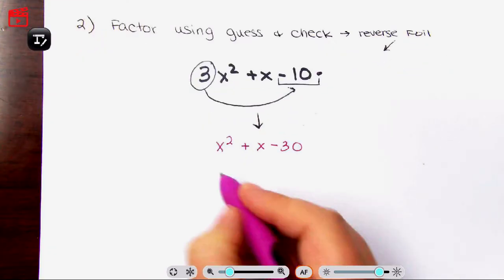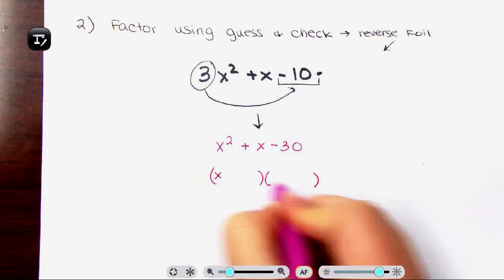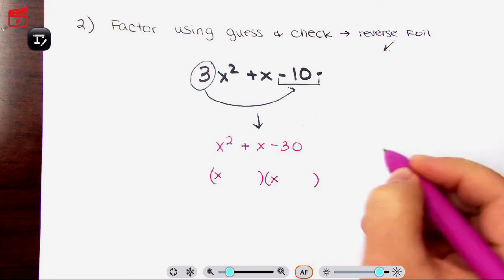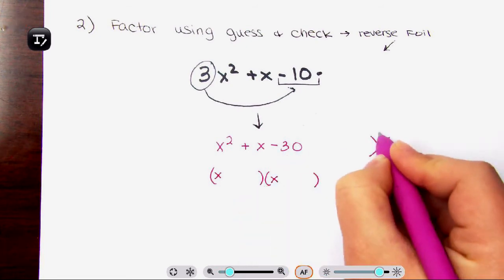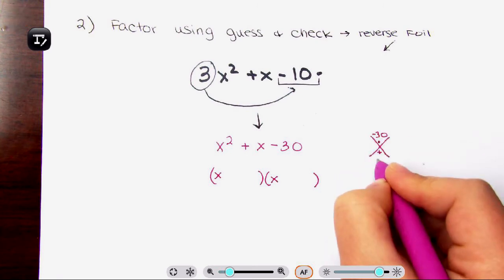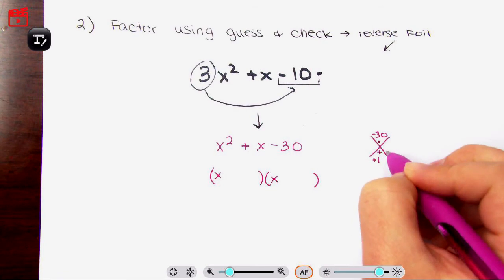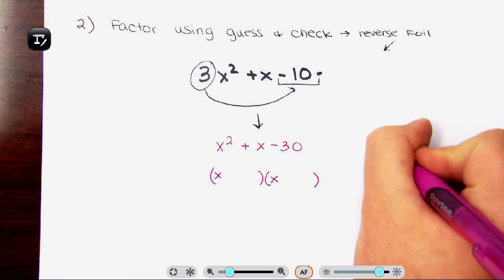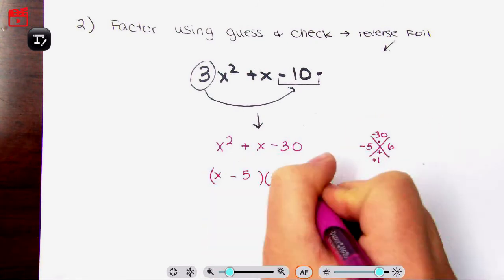Step number two is you're going to factor using guess and check, and we're going to do the reverse FOIL. That means I have x, I have x. So two numbers multiplied to get negative 30. We can do a simple diamond method. Two numbers multiplied to get negative 30, but when I add, they give me a positive 1. What am I getting? I think 5 and 6. So if I have 5 times 6, and 5 is negative, so I have negative 5, and I have positive 6.